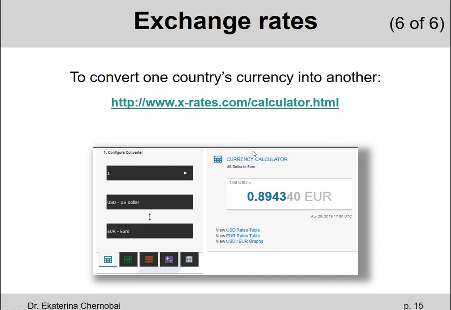There are a whole bunch of different websites where you can see how many rupees are equivalent to how many, let's say, euros, or how many dollars. So you can convert any amount of pretty much any country's currency into the currency of any other country that you like. So for example, this website, www.x-rates.com/calculator. It allows you to convert currencies. It's the currency calculator page.